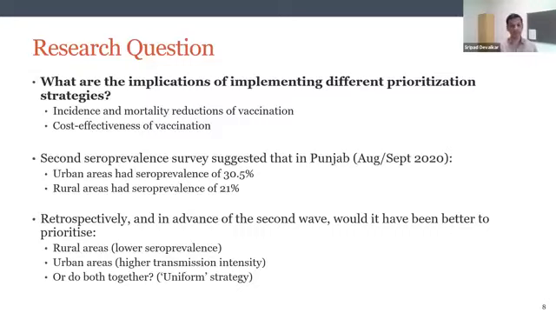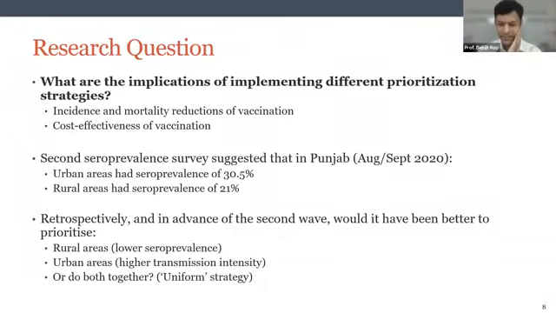Do not consider seroprevalence and just vaccinate them in some sense uniformly. One could think of a uniform strategy as vaccinating at a rate which is proportional to the populations that are living in urban and rural areas. So which of these strategies work better? What are the costs associated with them? And what are the health outcomes associated with them?